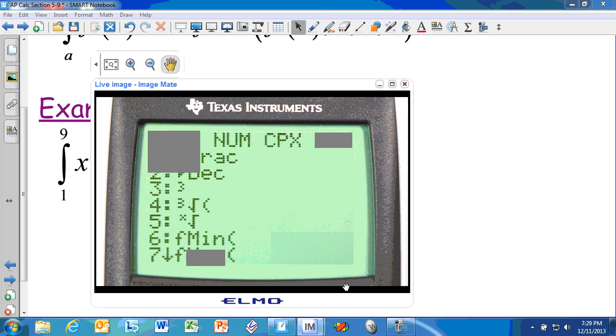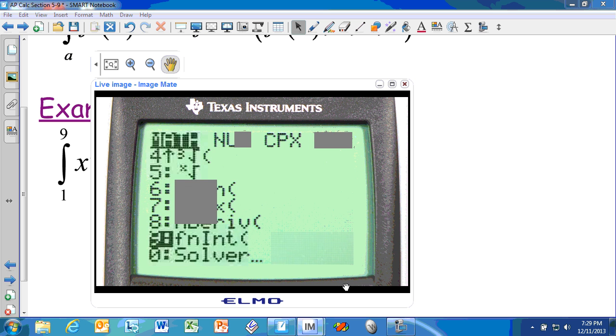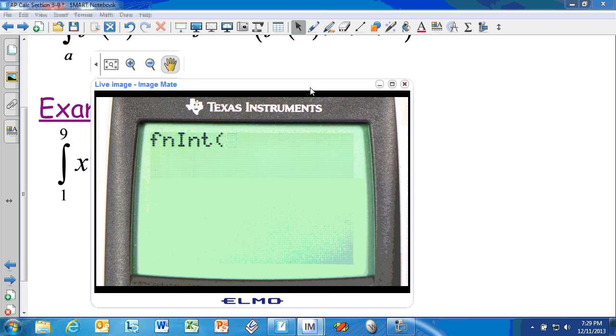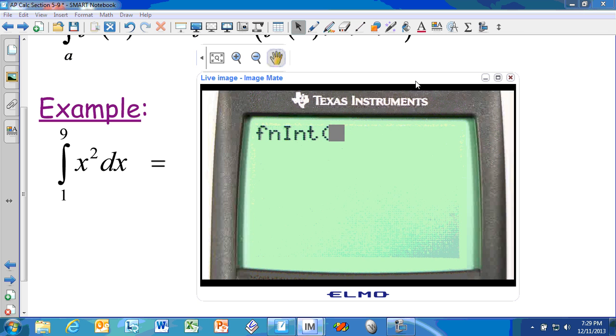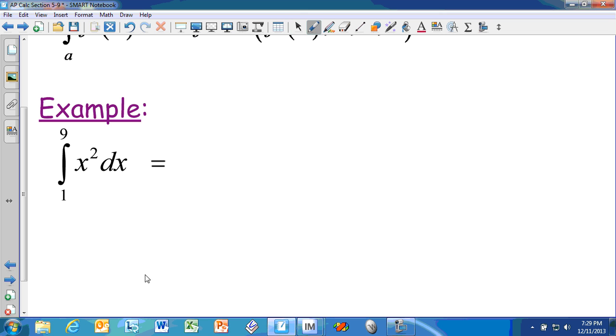So let's go under our math menu. And all the way at the bottom there, it's actually number 9, is fnint. And so our function in this case was x squared. Our variable was x, which, by the way, if you had your function typed into y1 or any one of your y equals variables, you could have said y1 instead of x squared there. And then your lower bound is 1 and my upper bound is 9. Put a closing parenthesis on that and we get 242.667. And so that right there is the definite integral from 1 to 9 of x squared dx.